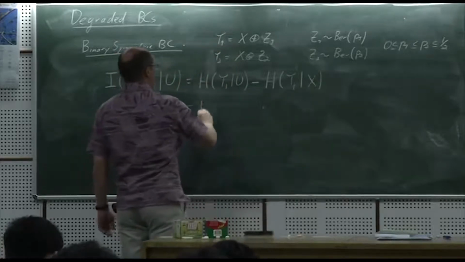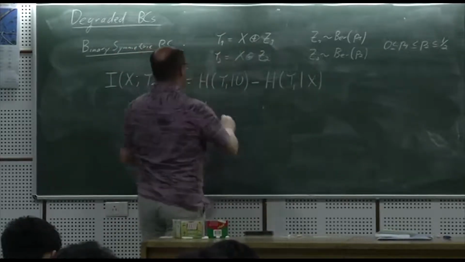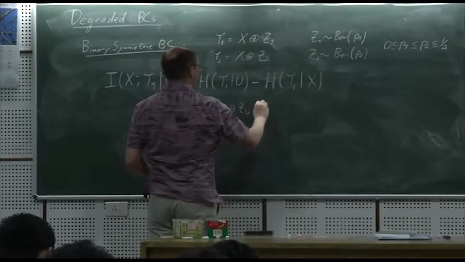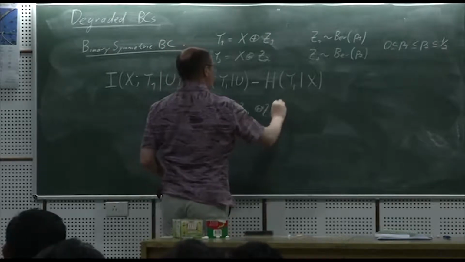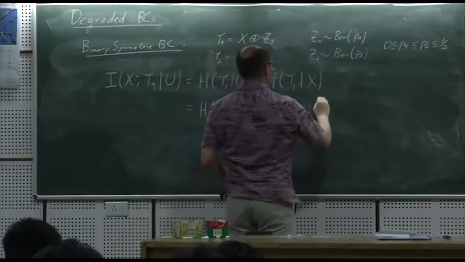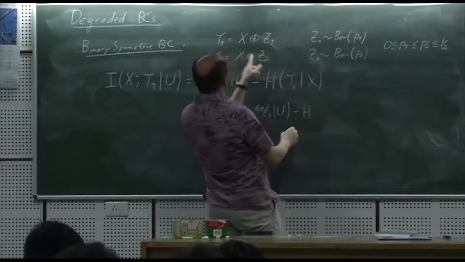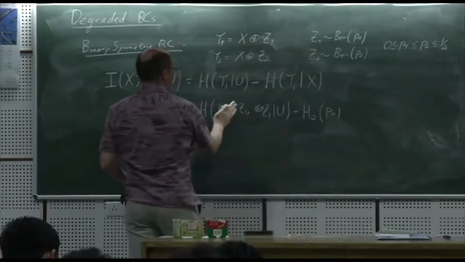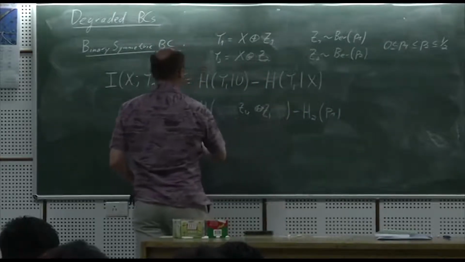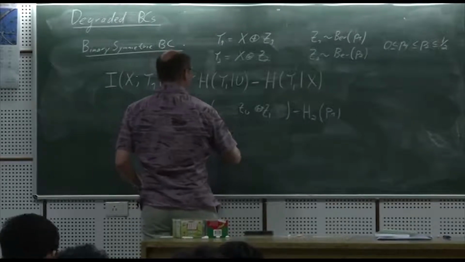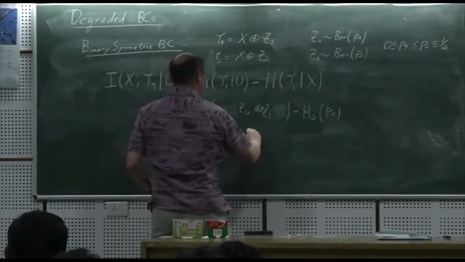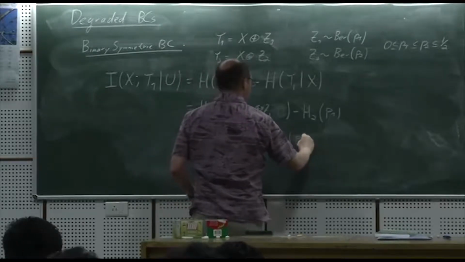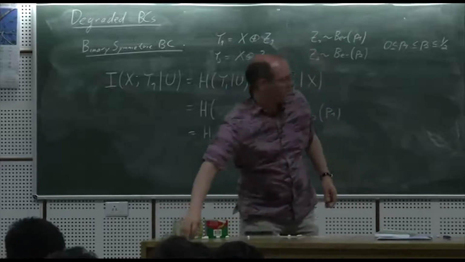Well, now we just do the same thing. y1 is x XOR z1, but x is u XOR zu, so XOR z1 given u, minus h of, well, what's h of y1 given x? That's just h2(p1). And here we can again drop the u, so we'll get h2(q star p1) minus h2(p1), right? So it's the same thing, just slightly different.